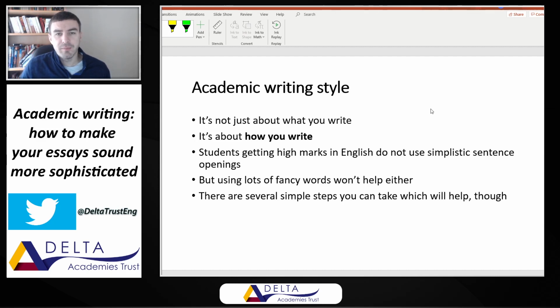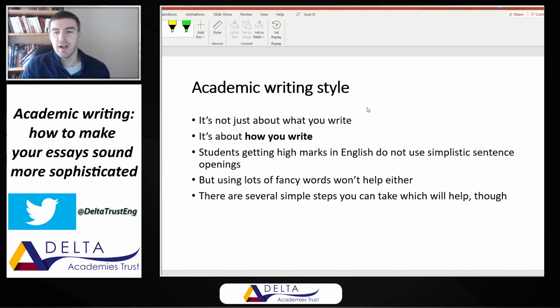A few guiding points at the start, as you can see I've got on the screen here. It's not just about what you write. Your mark in a literature essay is not just dependent upon the content of it. Content and the way that it's written are interconnected, just the same as they are in language. And so the highest grades of answer require you to express your thoughts in a sophisticated way, because the way that you express them is linked to the quality of the thoughts themselves.